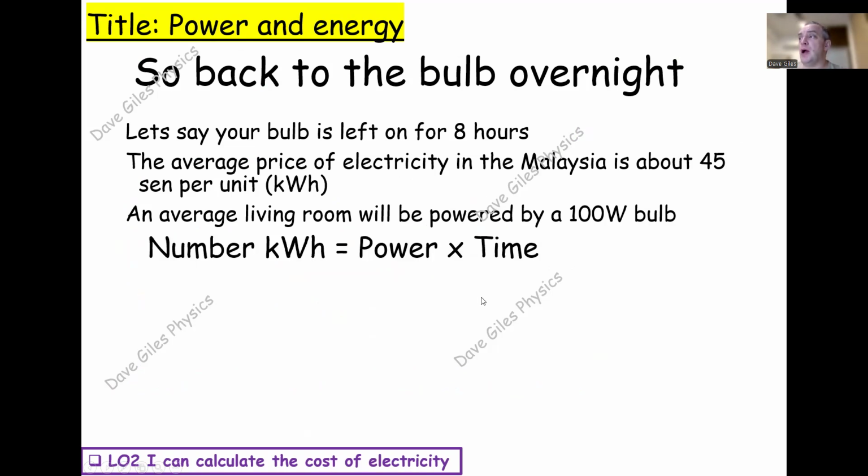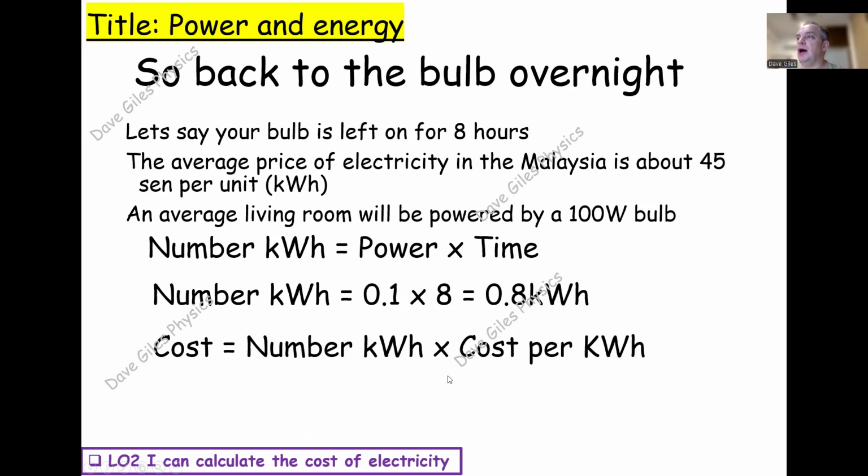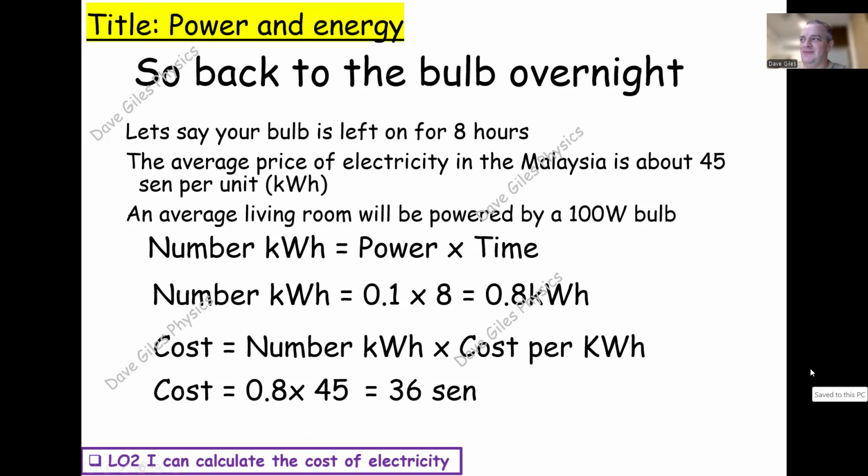Number of kilowatt hours is power times time. So 0.1, because you've got to convert 100 watts to kilowatts, that's 0.1 kilowatts, times 8 hours, which is 0.8 kilowatt hours. Times that by 45 cents, and you get a total price of about 36 cents to leave a light bulb on overnight. So next time your parents complain about it, flick them 50 cents and tell them to keep the change, and hopefully they won't be too angry if we're being a little bit cheeky with them.